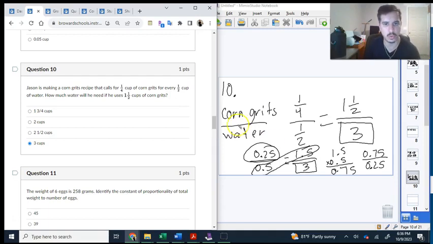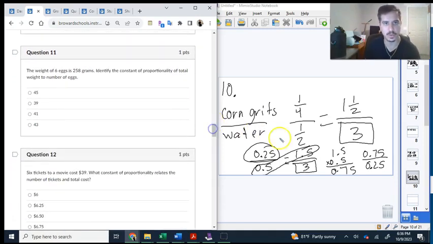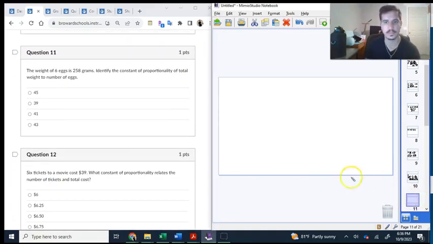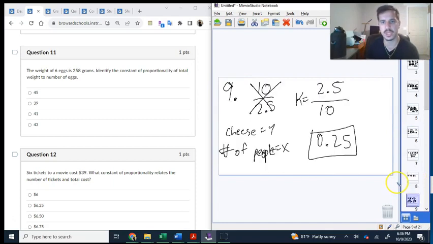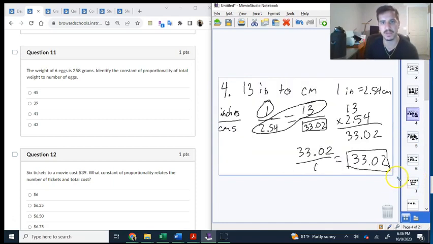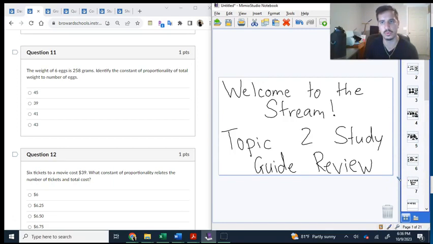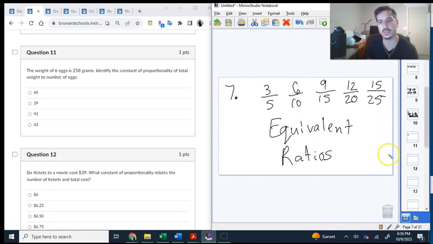All right. So let's look at number 11. I'm confused. There's 10, 9, 8, 7, 6, 5, 4, 3, 2. Oh, that's why I skipped number 1. Okay, that's weird.